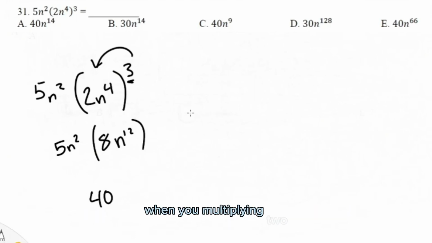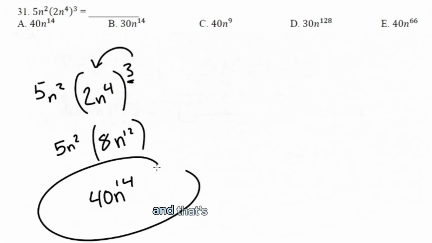When you're multiplying two variables or numbers that are the same, and you're trying to get the exponents, all you have to do is add them because they're multiplying. So 2 plus 12 is 14. So it's 40n to the power of 14, and that's your answer.